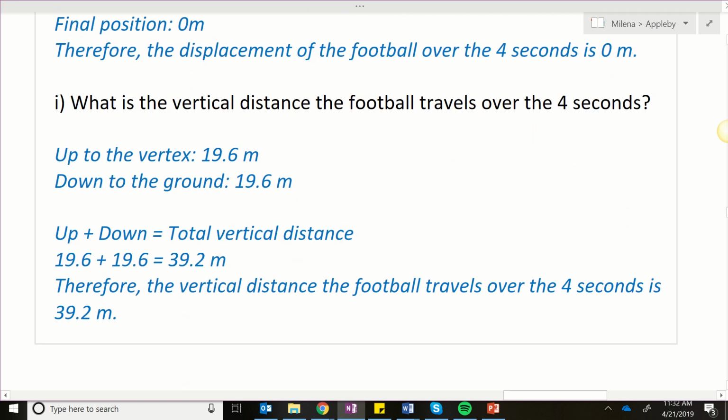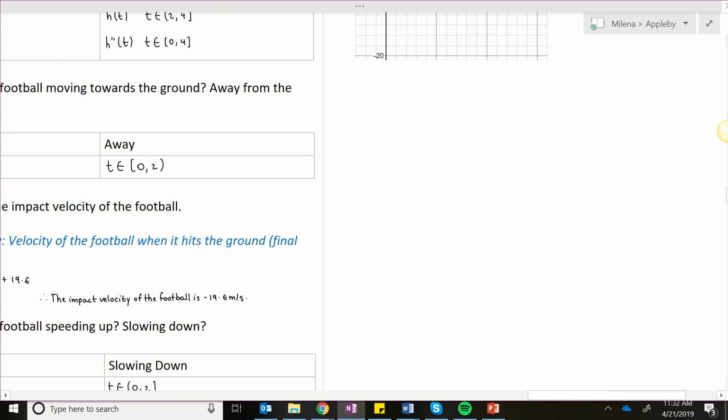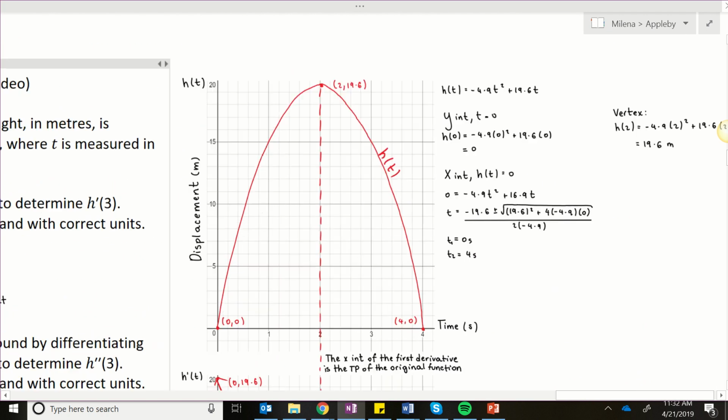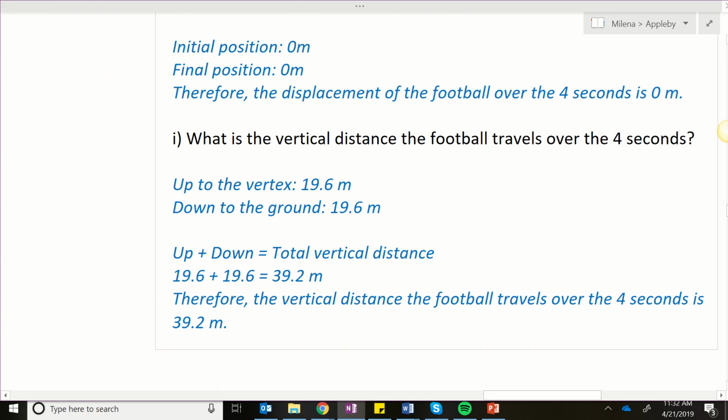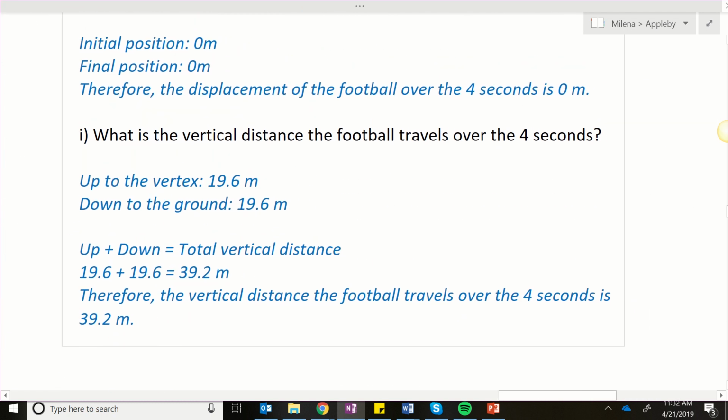Part I. What is the vertical distance the football travels over the 4 seconds? So again, distance is the total length of the path traveled by the ball, so it is accounting for the entirety of the trajectory of the ball. So the ball flies 19.6 meters upwards until it reaches its apex and then falls 19.6 meters downwards. So adding those two values, we get our vertical distance of 39.2 meters over those 4 seconds.